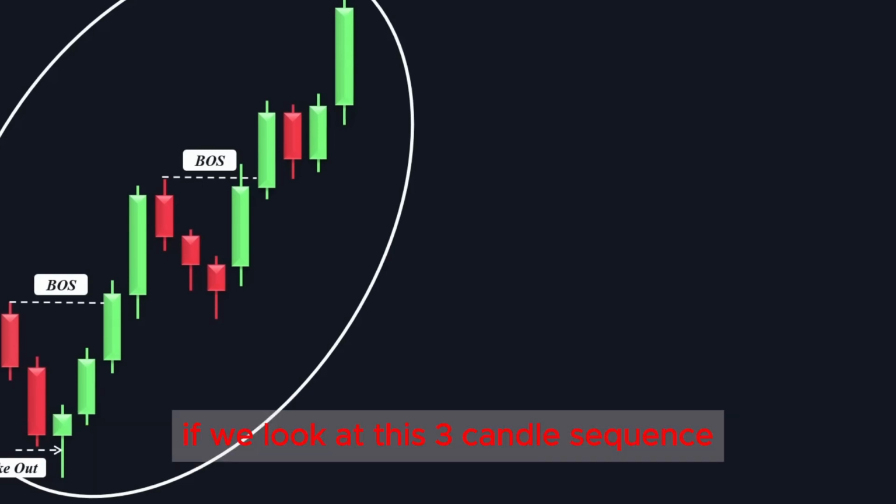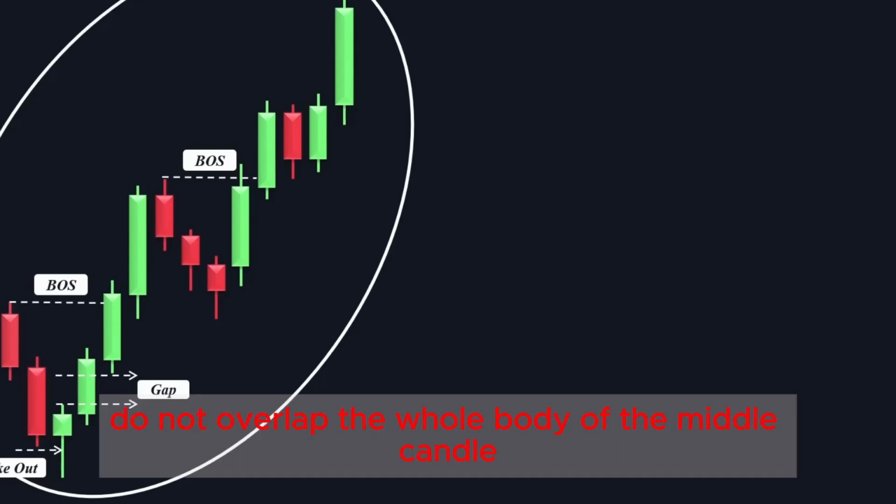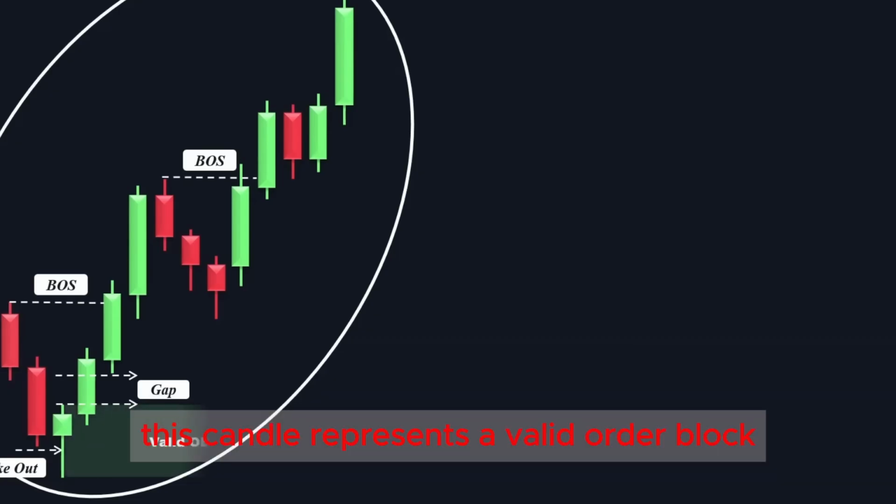If we look at this 3-candle sequence, we see that the upper wick of the first candle and the lower wick of the third candle do not overlap the whole body of the middle candle. Here we have a gap between the candles, representing the imbalance. Since the criteria for a valid order block are met here, this candle represents a valid order block.